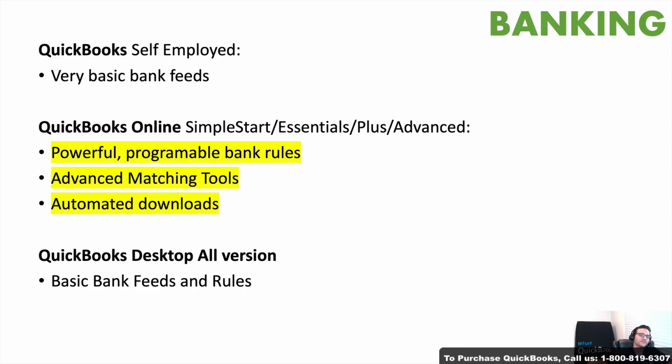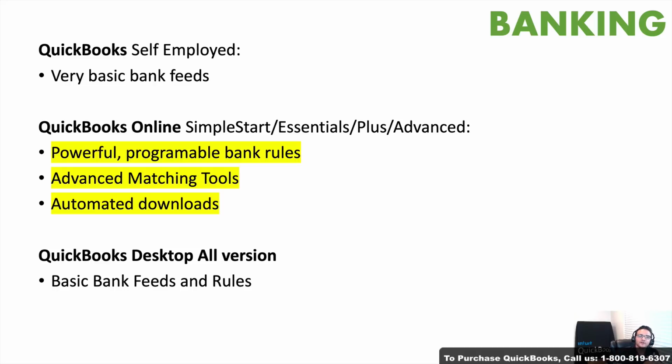Now, banking is one of those areas where QuickBooks Online really is a lot better than QuickBooks Desktop. QuickBooks Online specifically, the one titled Simple Start, Essentials, Plus or Advanced, has powerful programmable bank rules. That means that you can get very creative on how you label the information that's coming from the bank in order to quickly, automatically categorize it or automatically assign it to a vendor. It also has really powerful matching tools. So if you already write a check in QuickBooks or receive a payment in QuickBooks, it's really, really easy to match it with your bank payments.